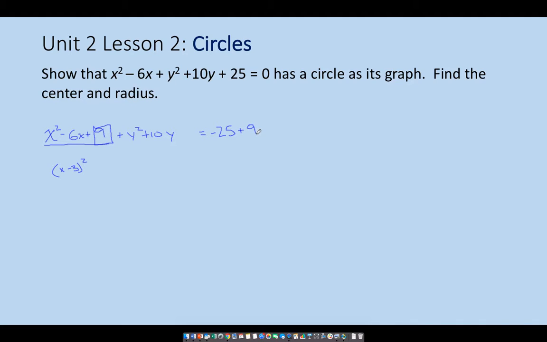You can maybe start to see why this might wind up being a circle. I'm going to do the same thing over here. Half of 10 is 5. 5 squared is 25. So I add 25 to make this a perfect square trinomial. And that'll wind up being y plus 5 squared. And of course, if I added 25 to the left, I have to add 25 to the right. And on the right-hand side total, I wind up with 9. And so I do have a radius. That would be the square root of this. The radius is 3. And so since it's positive, that does mean I have a circle.